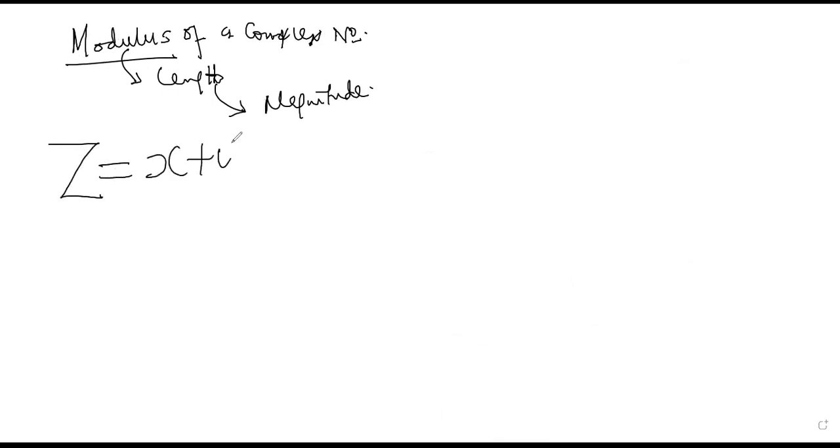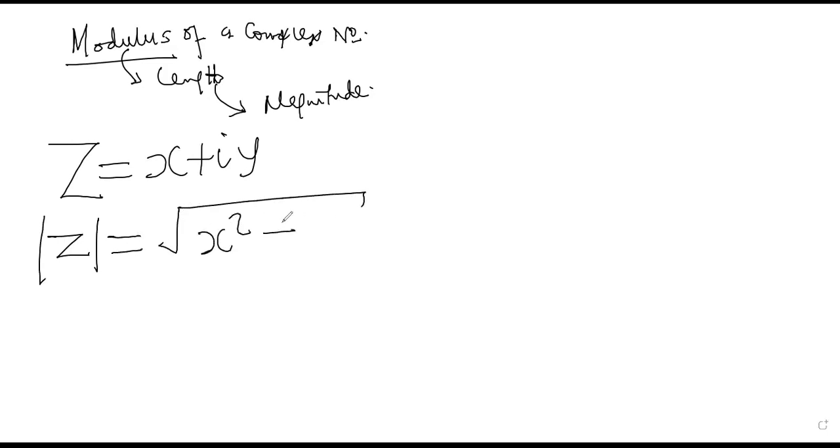When we say modulus of a complex number, the word modulus can mean length. The word modulus can mean magnitude. So when you have a complex number, say Z is equal to x plus iy, then the modulus of Z is denoted by |Z|, and that is equal to the square root of x squared plus y squared. Don't look at the i. The magnitude or the modulus |Z| equals the square root of x squared plus y squared.